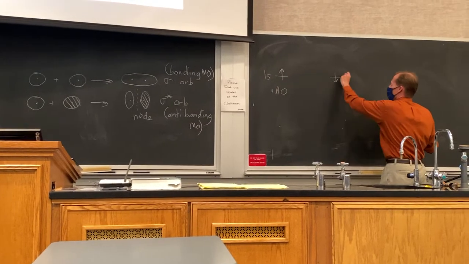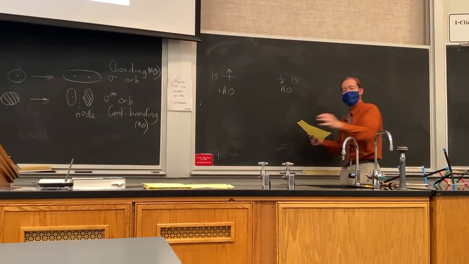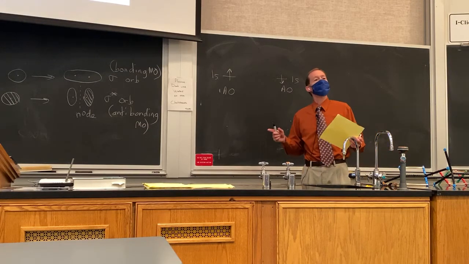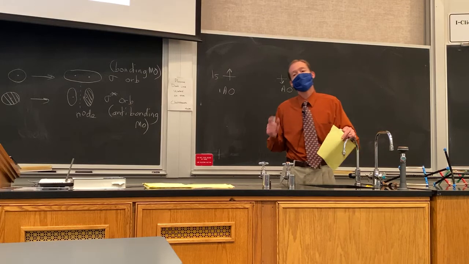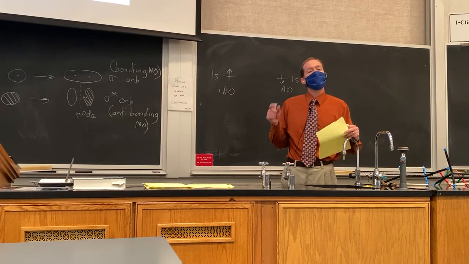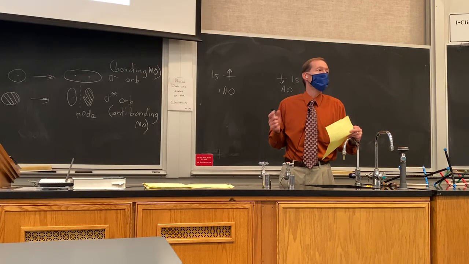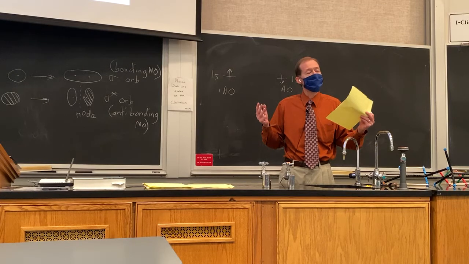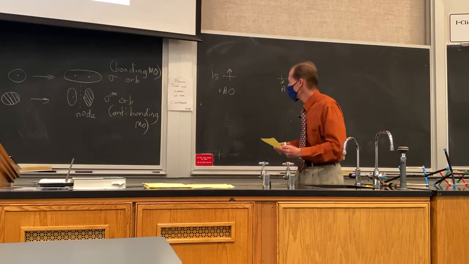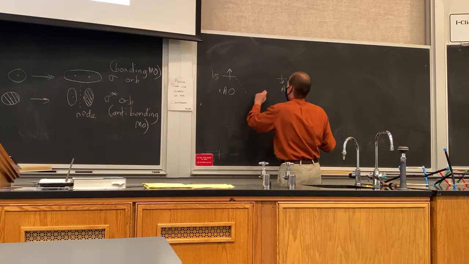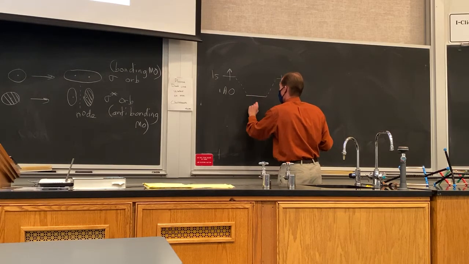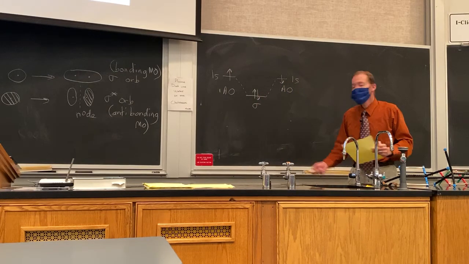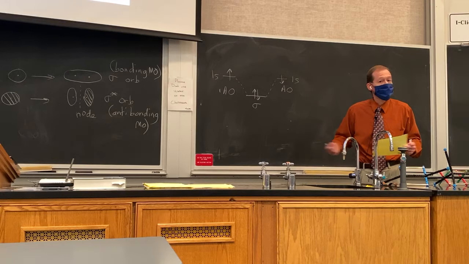We have the 1s atomic orbital of the other hydrogen. And when we combine them, a key principle to remember in molecular orbitals is that the sums of the energies of the molecular orbitals must equal the sums of the energies of the atomic orbitals that were combined to create them. So we have a sigma molecular orbital down here. That's going to be lower in energy than our 1s orbitals.